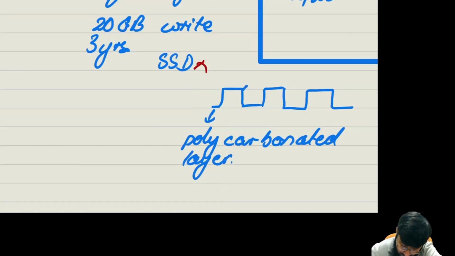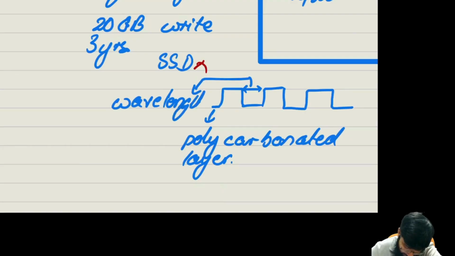The more distance there is between two bumps, the less data will be stored, because a greater distance means the pit size is greater. The smaller the pit size, the more data is going to be stored in the CD or DVD. This distance is referred to as the wavelength.